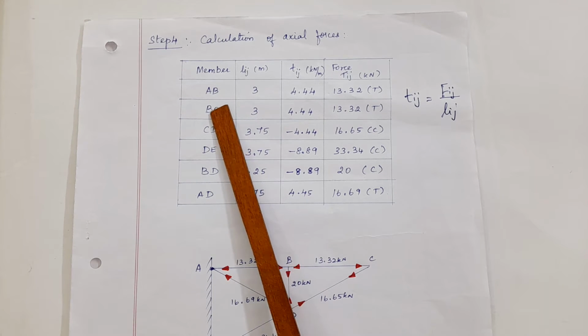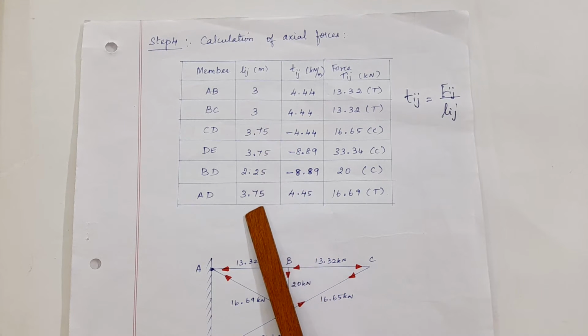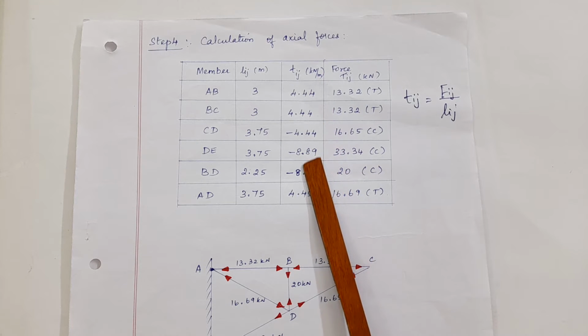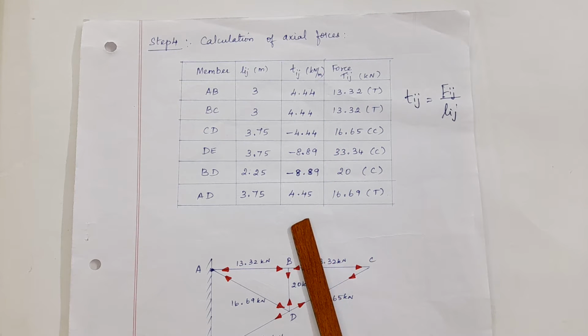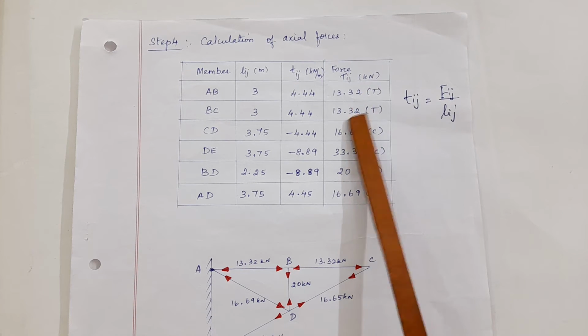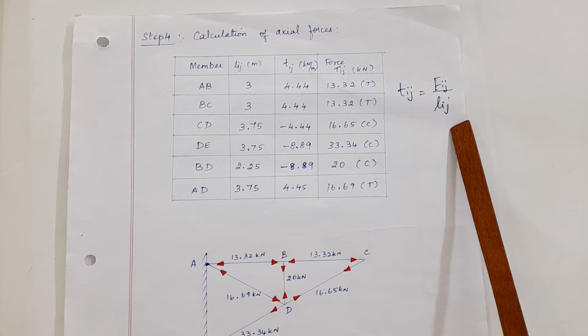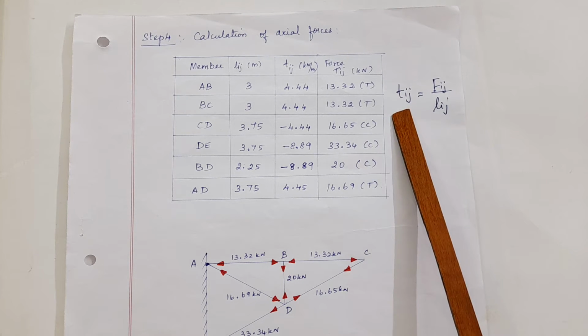So see here, axial forces. In this tabulation, all the members which you have considered in step 2 have to be written. All the lengths which you have calculated in step 2 have to be written. Tension coefficients, what all you have calculated in step 3, have to be written. And finally, the forces can be calculated as a multiplication of length into tension coefficient.